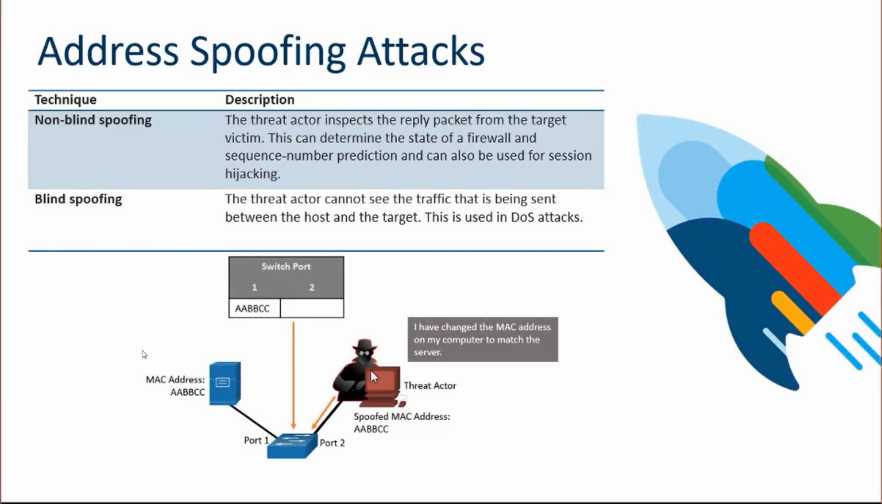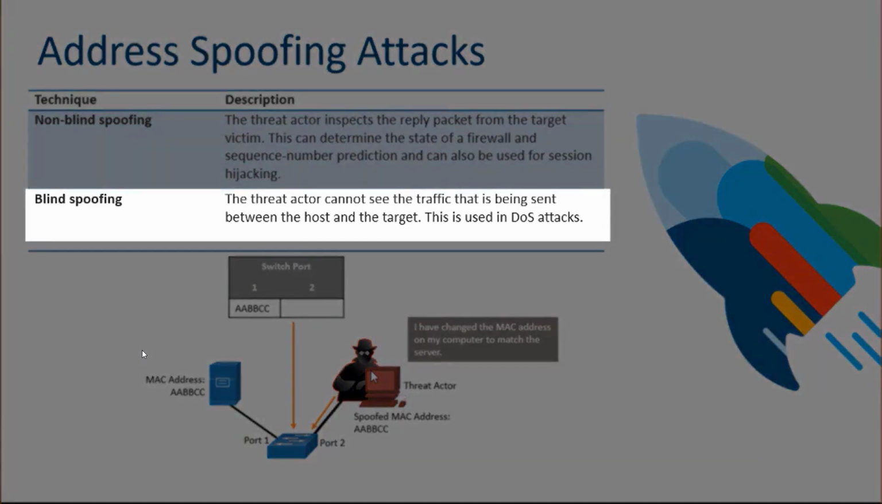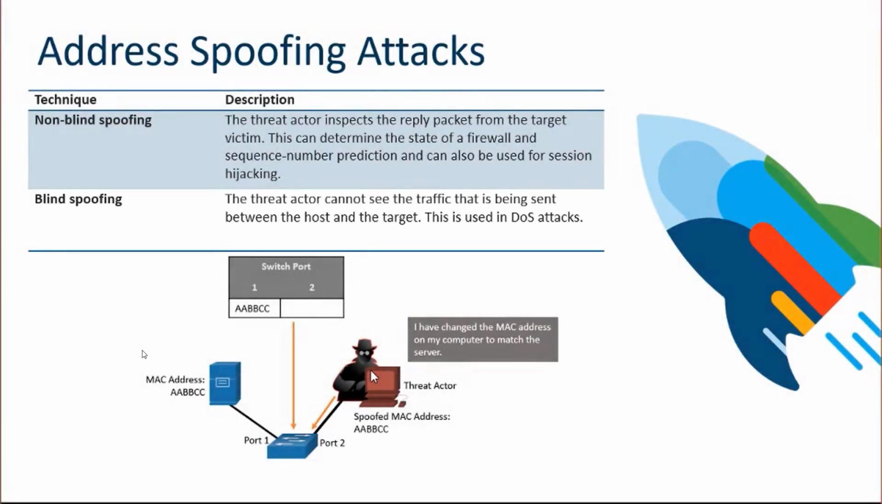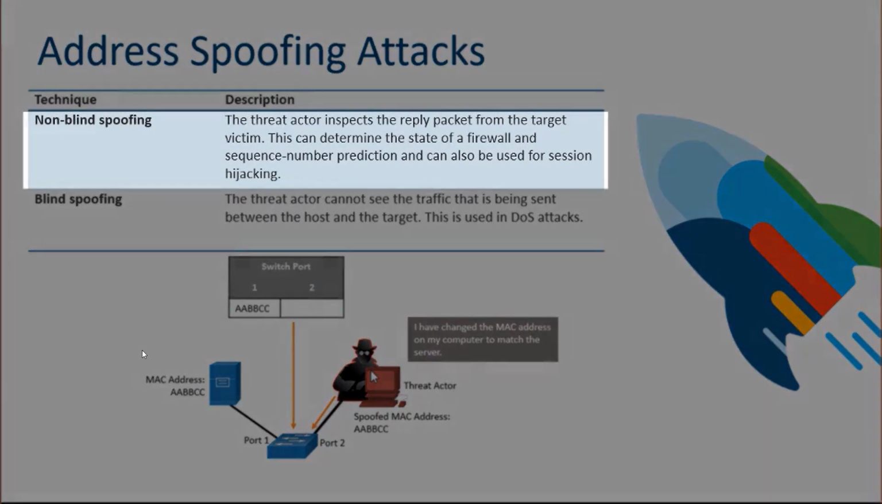Lastly, we have address spoofing attacks themselves. This is where we commonly can see non-blind and blind spoofing. Blind spoofing is the easiest to talk about because this is where a threat actor can't see the traffic being sent between a host device and the target. And in blind spoofing, we have our threat actor trying to manipulate and utilize MAC addresses for their own DoS purposes. With non-blind spoofing, this is where we actually have a threat actor trying to hijack a session.